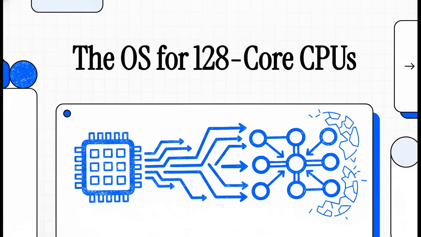So, what if I told you that when you buy a brand new, super powerful 128-core computer, the operating system running it is based on a design from the 1970s? Well, that's pretty much the reality we're living in. Our processors are getting exponentially more powerful, but the core software we all depend on is kind of stuck in the past. Today, we're going to dig into why that old design is finally hitting a wall and what the incredible new blueprint for a truly modern OS actually looks like.